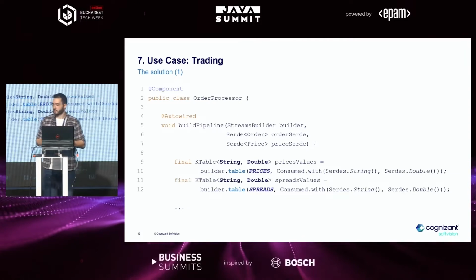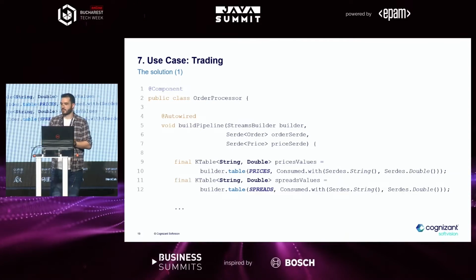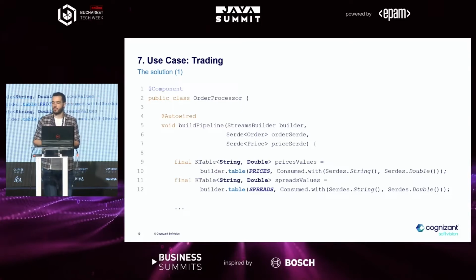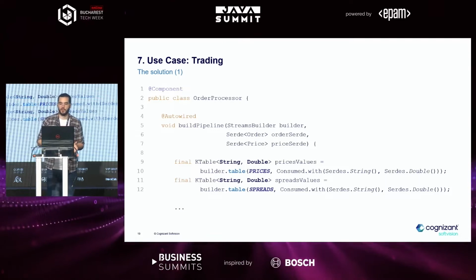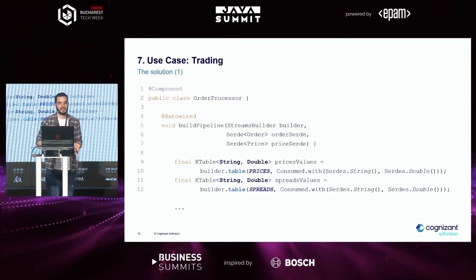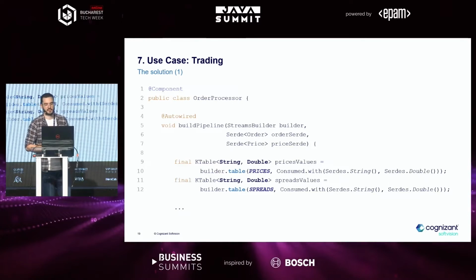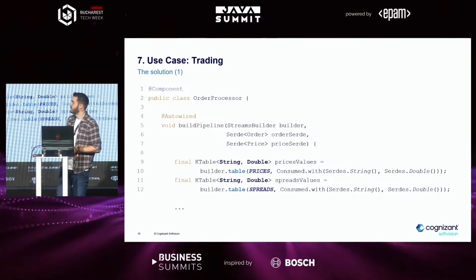So we want to read prices and spread streams into KTables. As we don't care about the entire changelog, we're only interested in having the latest values. So we're doing that on lines 9 and 11.